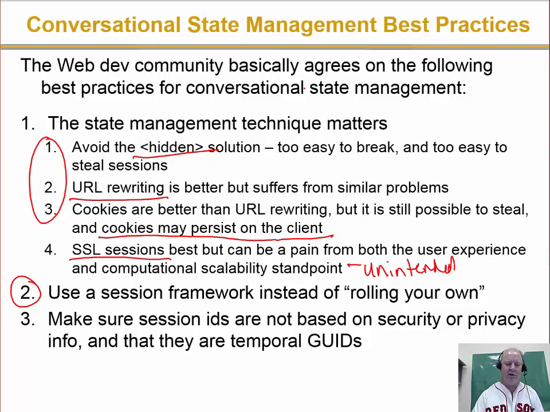All right. Make sure your session IDs are not based on security or privacy info, or that they're temporal GUIDs. GUID is a global unique identifier. Make sure that your conversations expire, which is why number 3 is on here. What does that mean? Again, I'm going back and forth, right? I'm on a shopping site. I go and enter my payment info, and I'm right on that page.